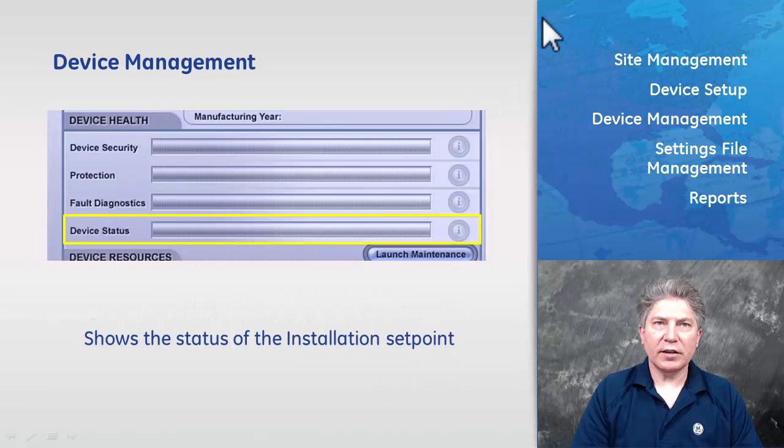Next is the device status health indicator that shows the status of the installation set point. Most GE Multilin devices have a set point that safeguards against the installation of devices without any entered settings. For example, in the UR family of products, there's a setting under Settings, Product Setup, Installation, Relay Settings that you have to change from not programmed to programmed.